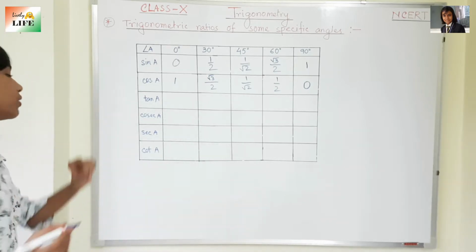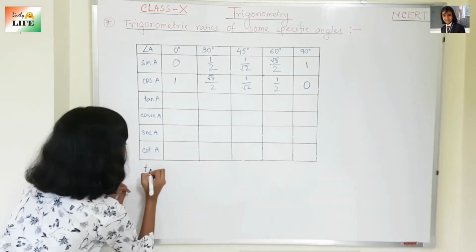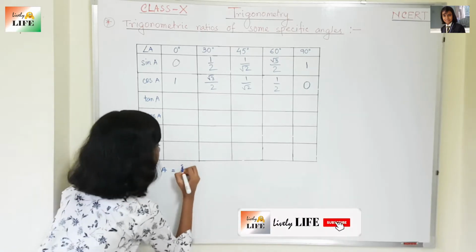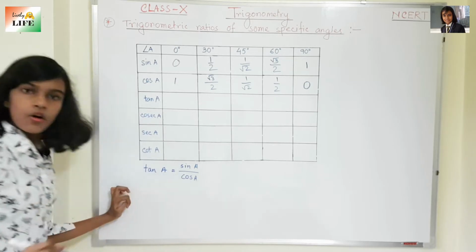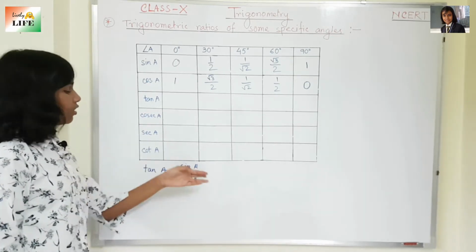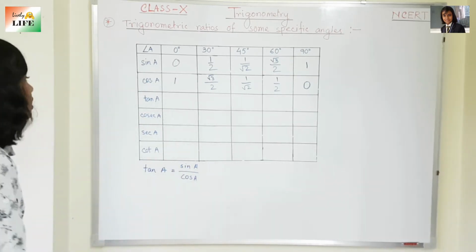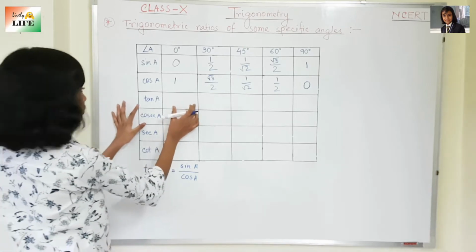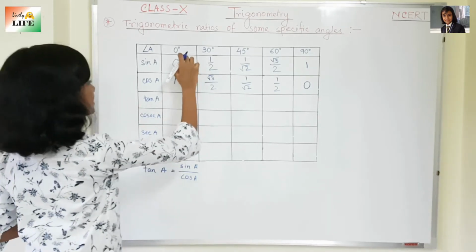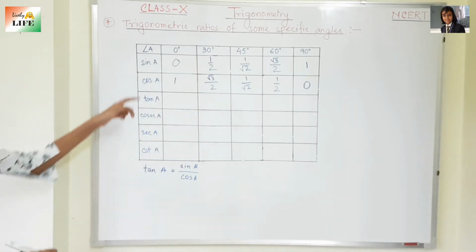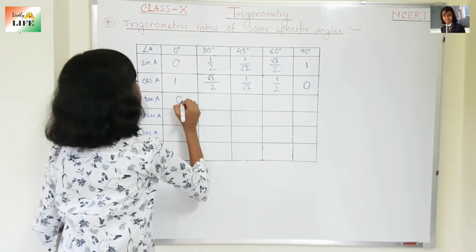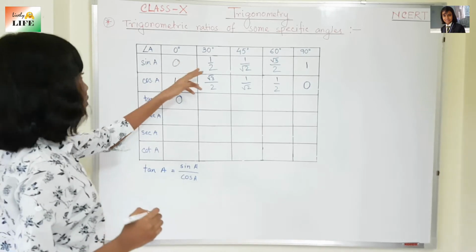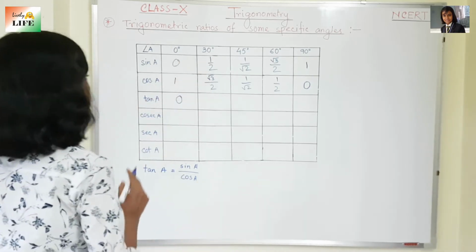So now let's move to the next one, that is tan. There is a formula: tan A will always be sin A by cos A. So if we have to know the value of tan A, we have to just divide sin A by cos A, right? So 0 by 1 is what? It is 0.